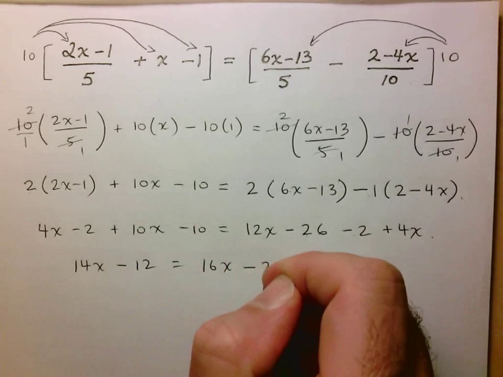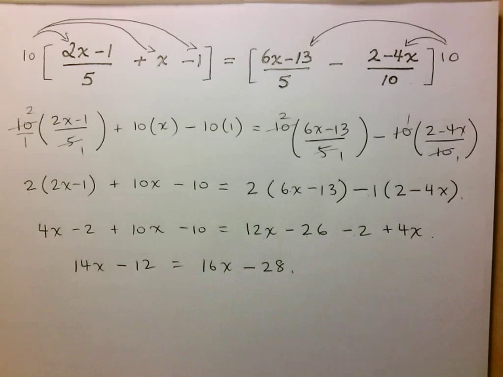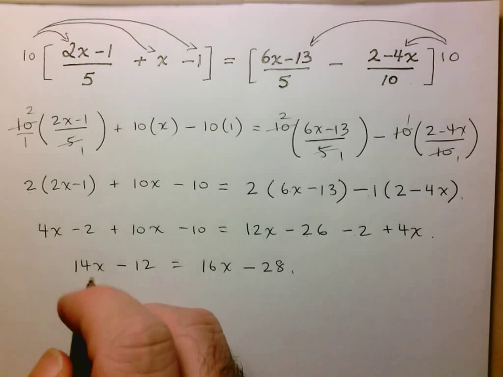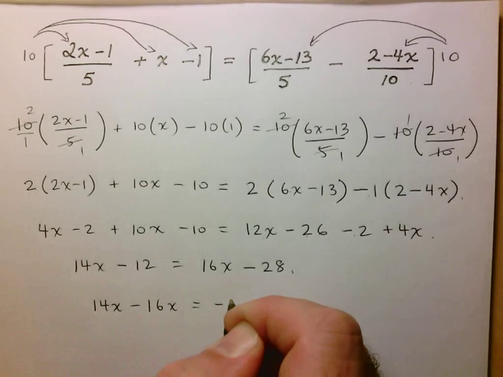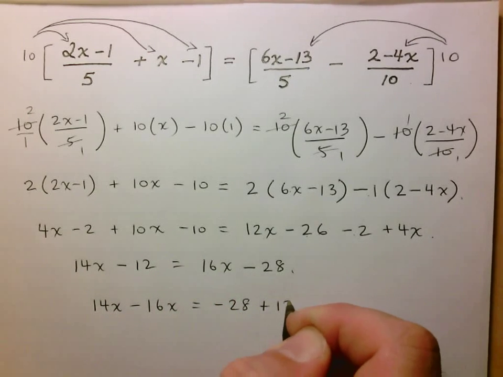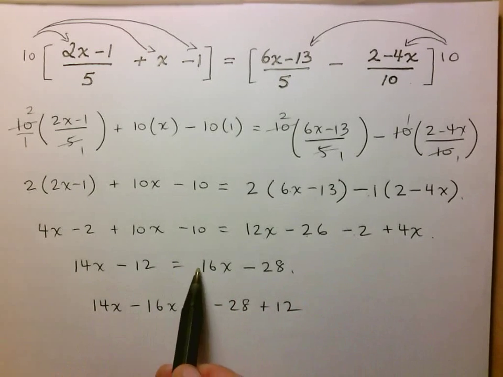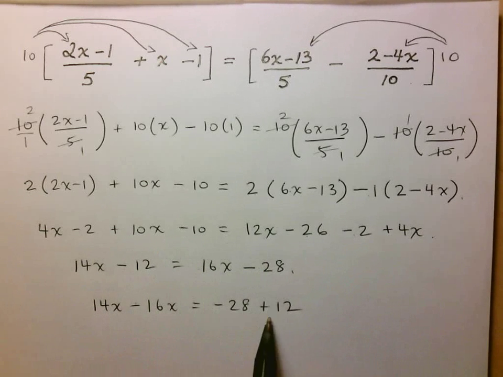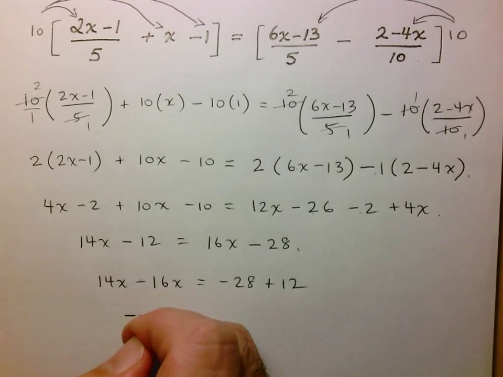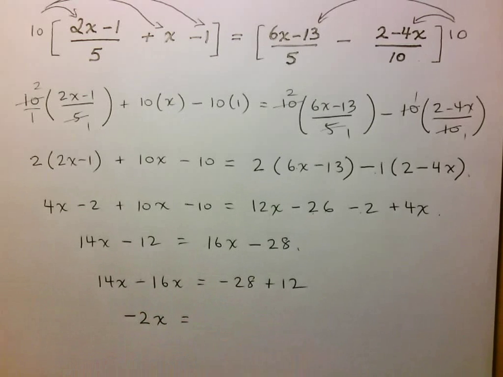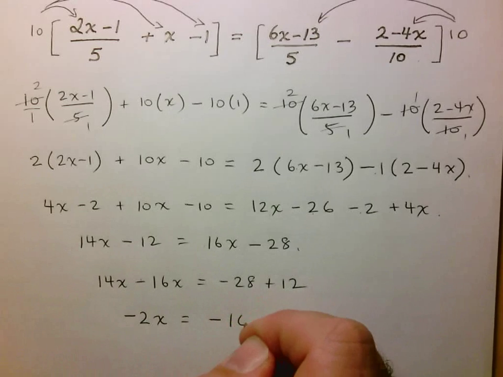Okay, so now we simplify both sides. 4 plus 10, 14x, negative 2 minus 10, negative 12, and here 12 plus 4, 16x, and then negative 26 minus 2, negative 28. Okay, now we'll collect all the x terms on one side, all the numbers on the other. So here we've got 14x minus 16x. Here we've got negative 28 plus 12. So I'm just performing opposite operations. The plus 16x becomes minus 16x. The minus 12, I bring it to the other side, becomes plus 12.